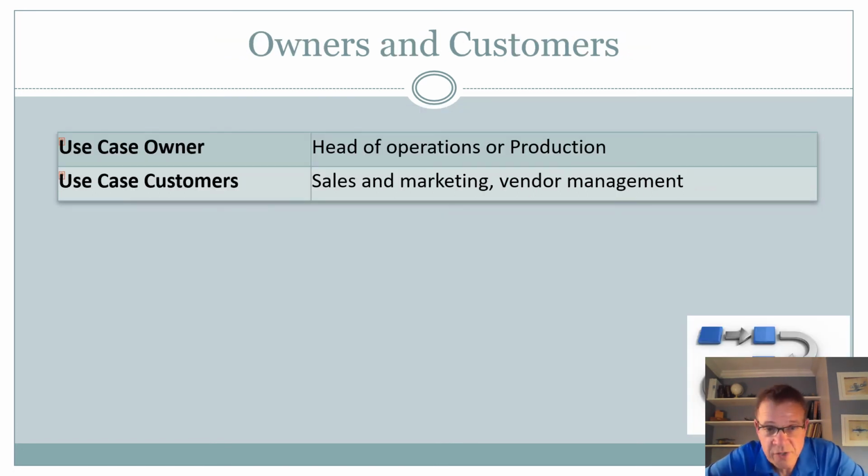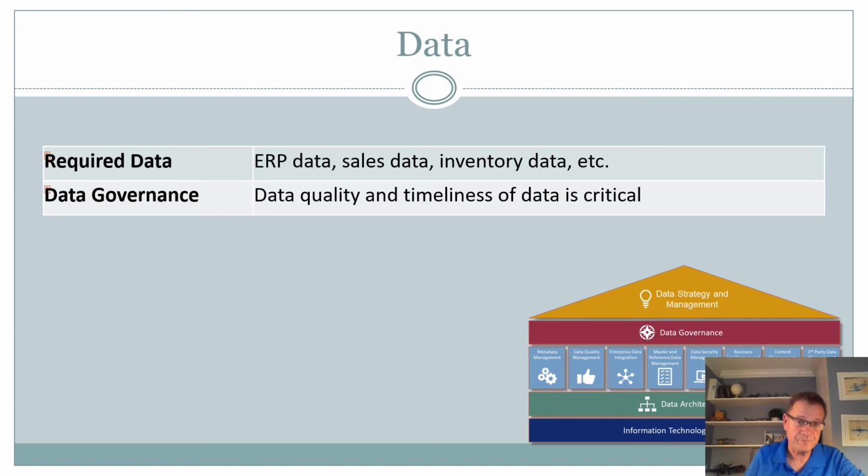So let's look at the owners and the customers. The owner could be the head of operations, the head of production. It could be somebody within that area. Your customers could be your sales and marketing areas. You could be your vendor management areas. If you are a retail organization and you have stores, your store managers could be customers of all of this. Anybody who's going to be working within these different kinds of systems.